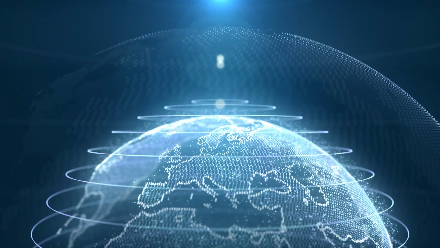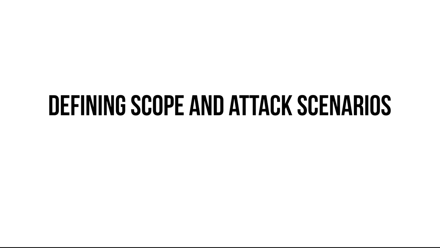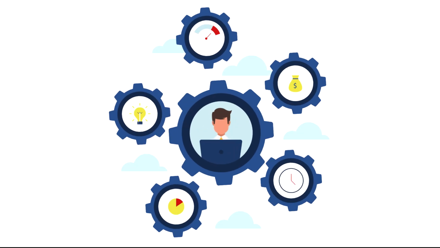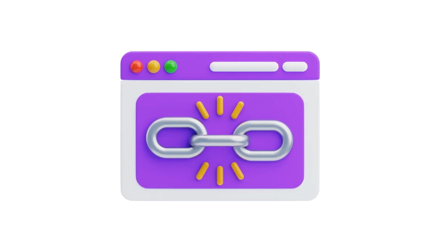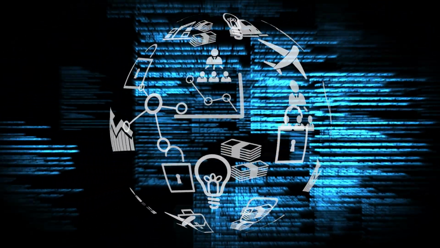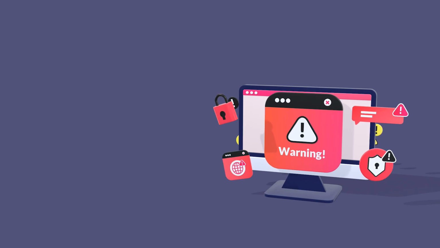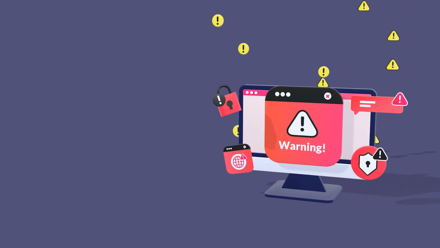Let me show you the system. Phase 1. Defining scope and attack scenarios. Just like the overall penetration testing workflow, the first phase is all about getting the scope right. With web apps, this is even more critical because the application logic is where the real risk lies.